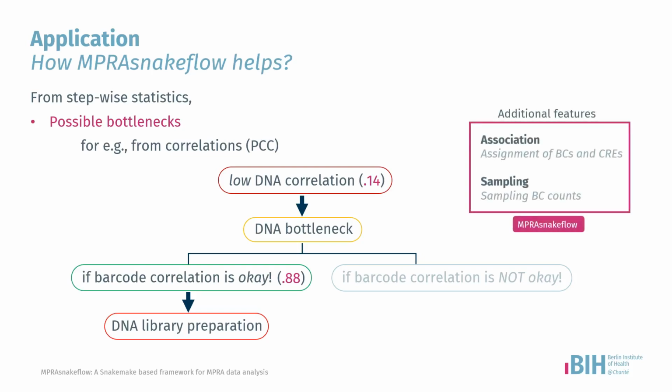Now, with our experience with handling MPRA data, we have been adding multiple features to our existing program, such as the association workflow, which handles the assignment of barcodes and CREs, and a sampling workflow that helps us generate synthetic data to simulate a real-life experiment for statistical analysis purposes. In future, we intend to make MPRAsnakeflow a more sustainable and adaptable bridge between MPRA experiments and comparative analysis tools like MPRA Analyze. That brings us to the end of this session.